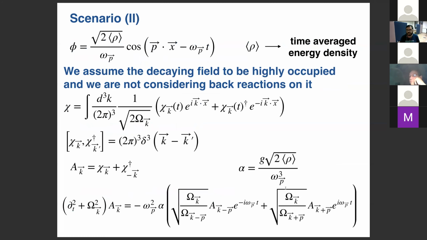Let's go now to scenario 2. Then we assume the decaying field is a very dense field. There are many particles in there. We model it as a plane wave because it was created like a free field. Then, as it is very dense, we don't consider back reactions in this work. We assume that the energy loss is very small. Then we focus rather on the produced particles or the produced field.